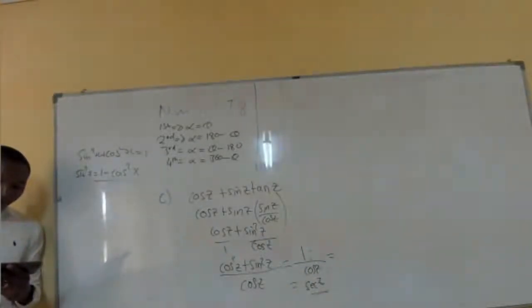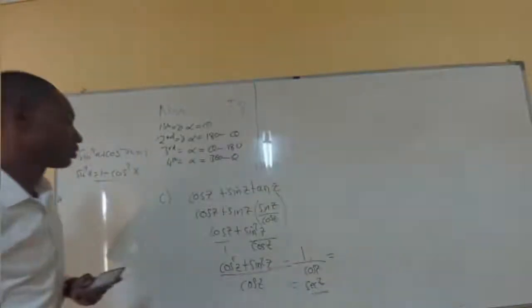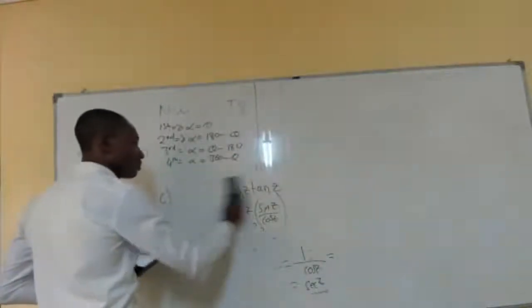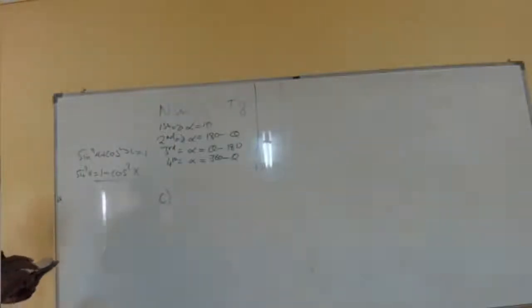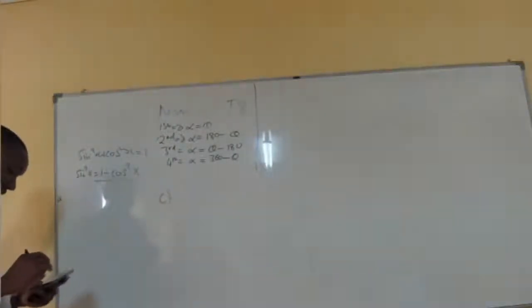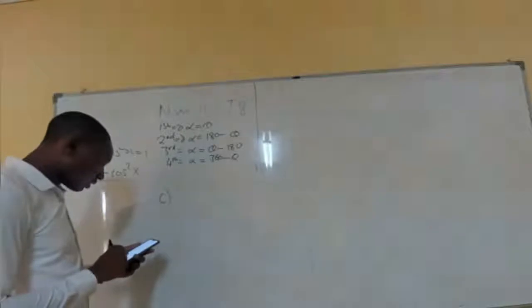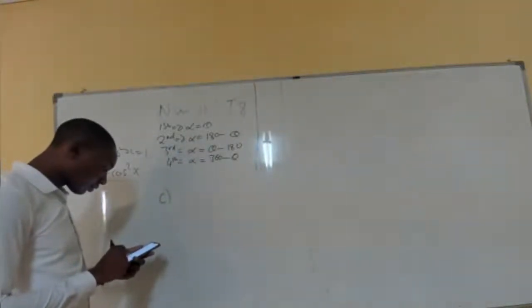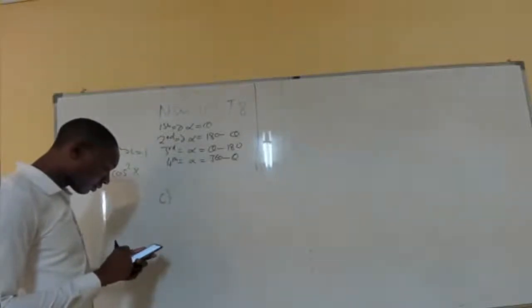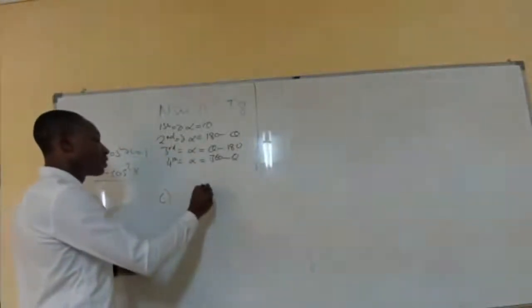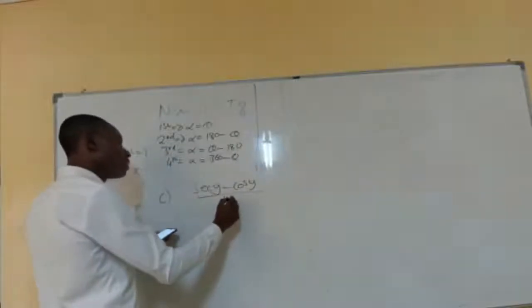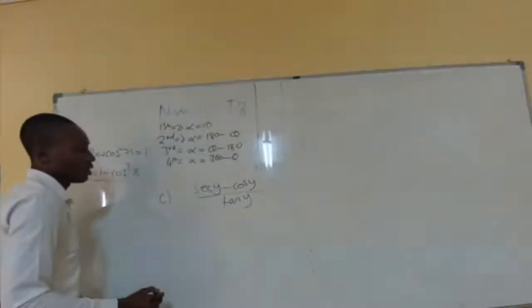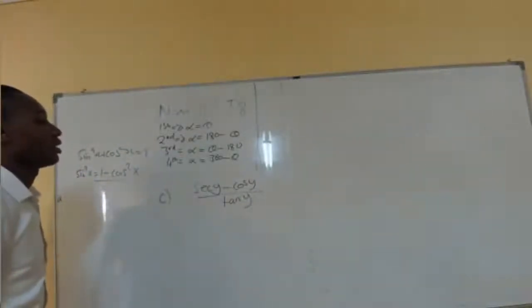Okay, next up, the next question says sec y minus cos y over tan y. Sec y minus cos y over tan y.